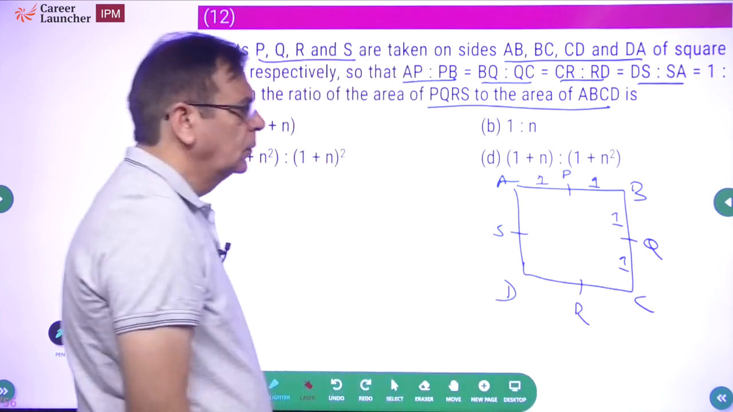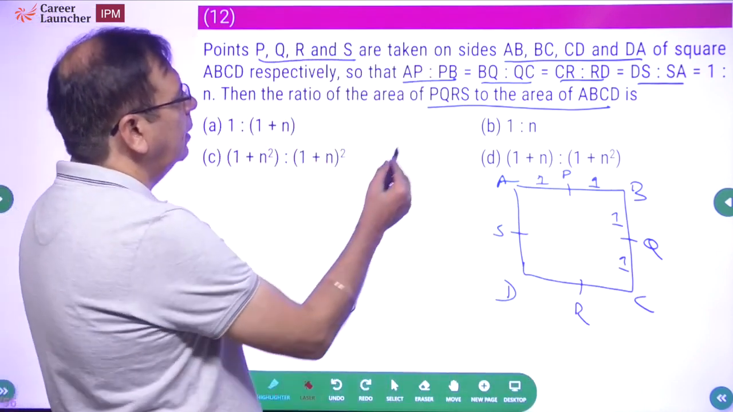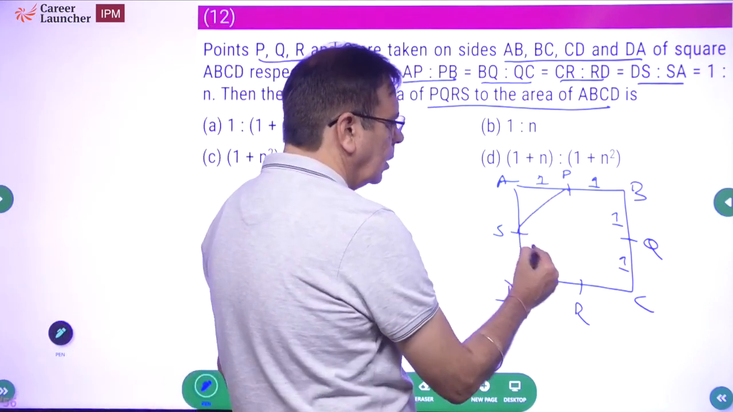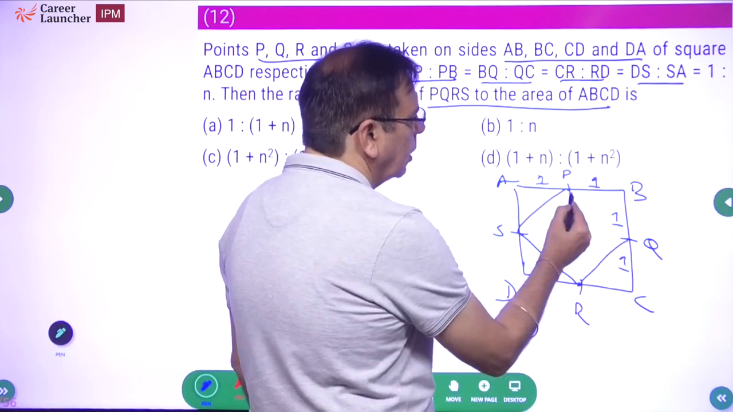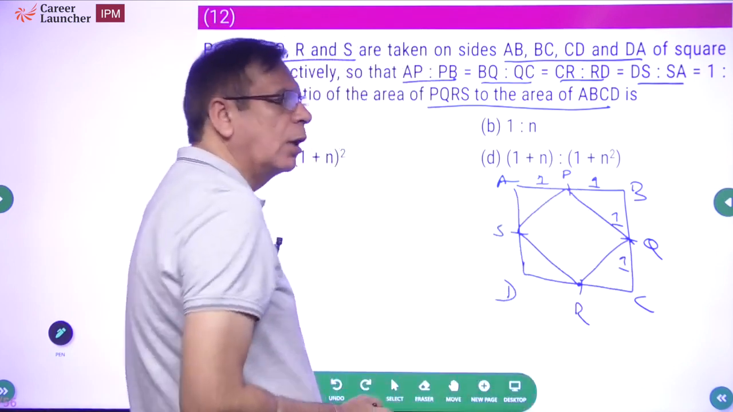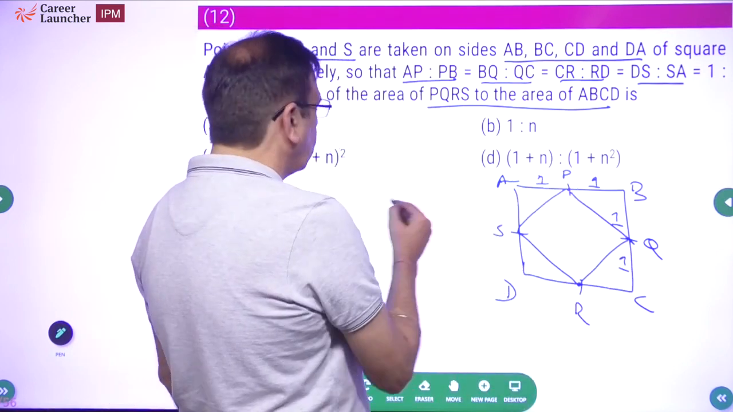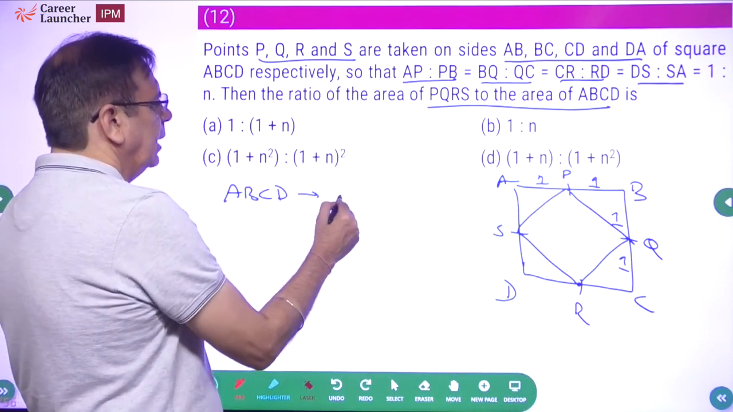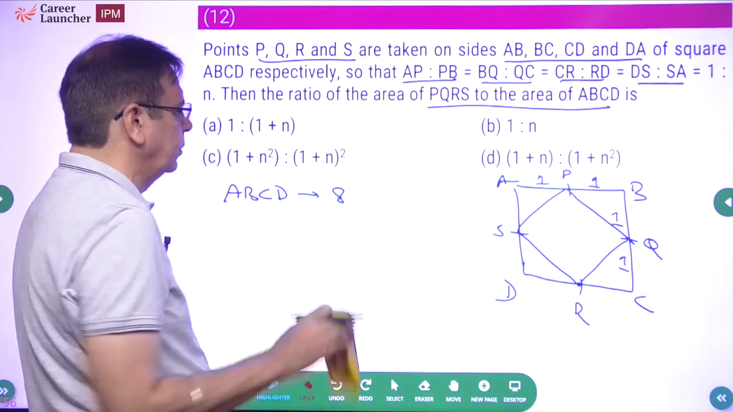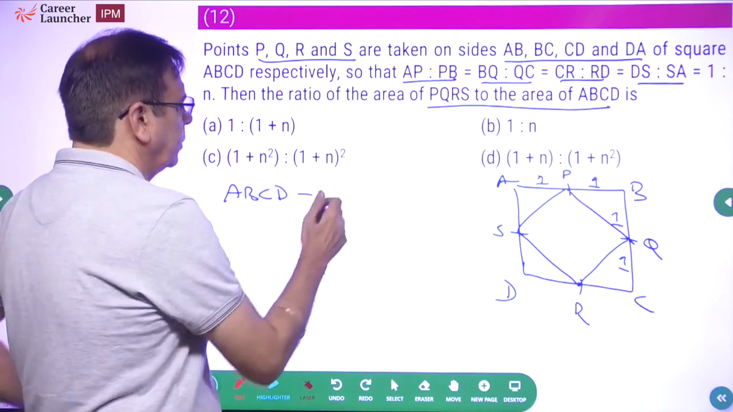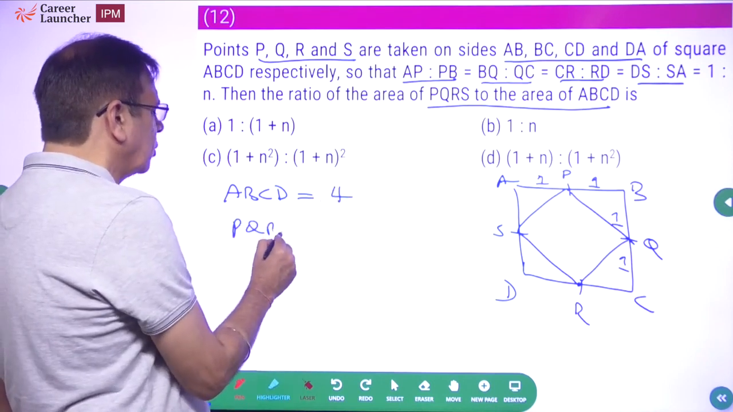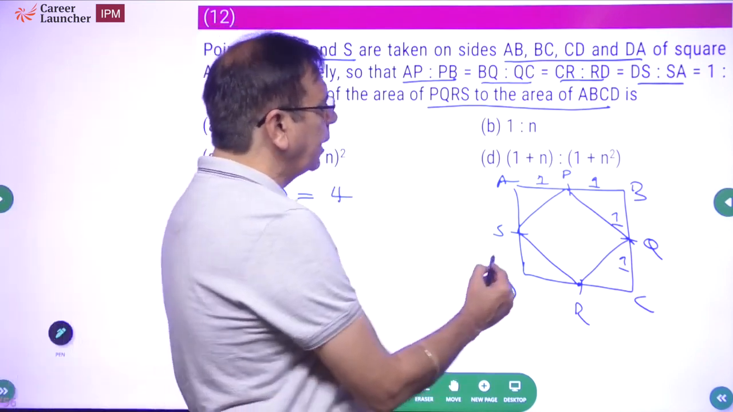Isn't it? So we want to find the ratio of the area of PQRS. What is the area of PQRS? Area of the square ABCD will have an area of 2 squared, which is 4. Sorry, not 8 but 4. So what will be the area of PQRS? It will be half of that.